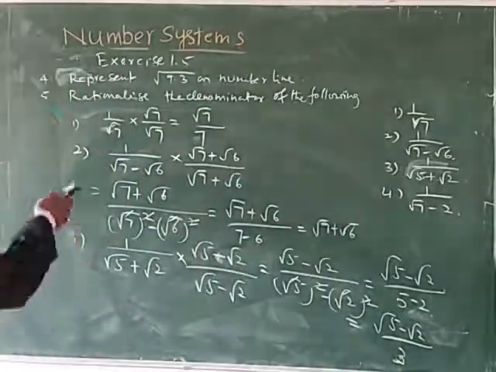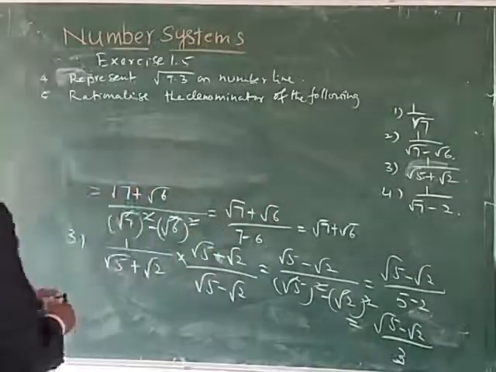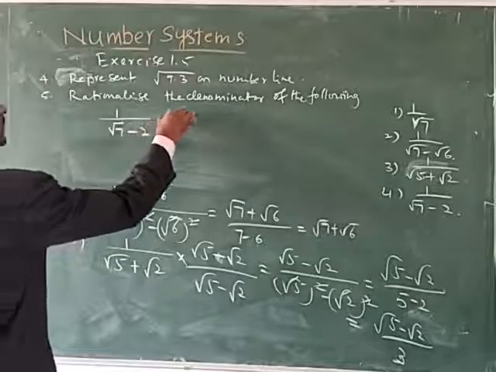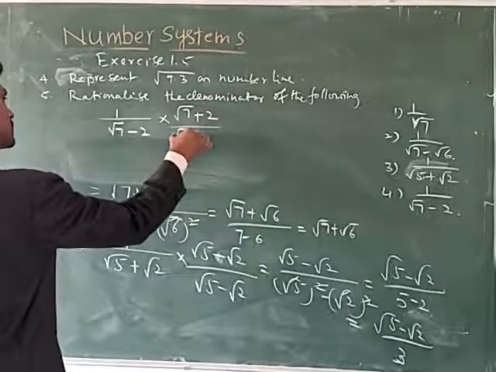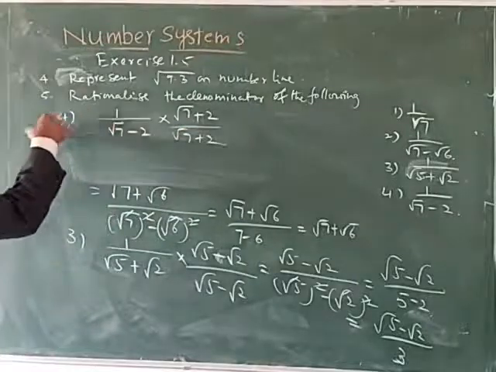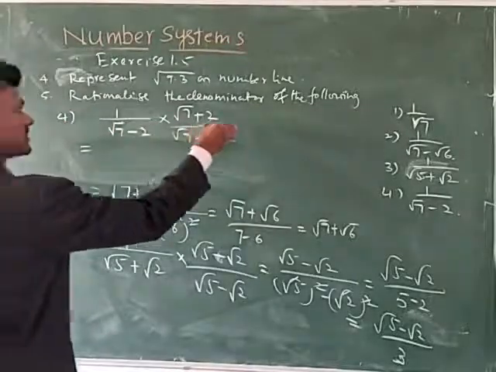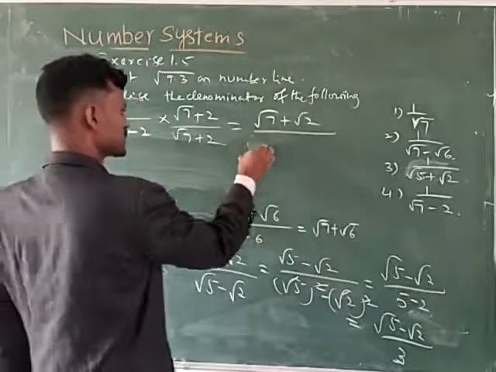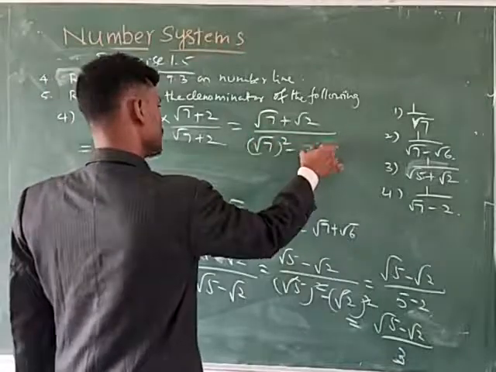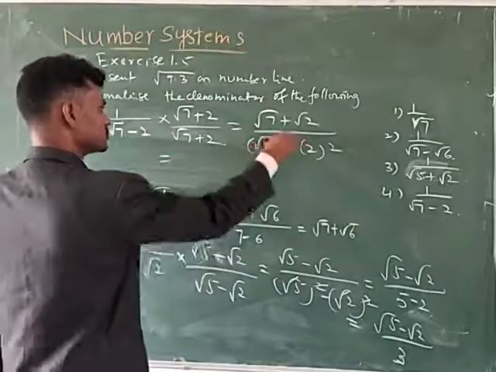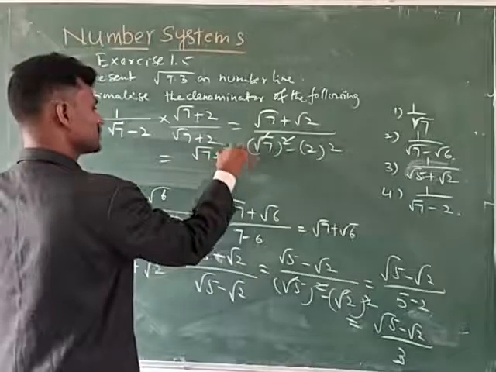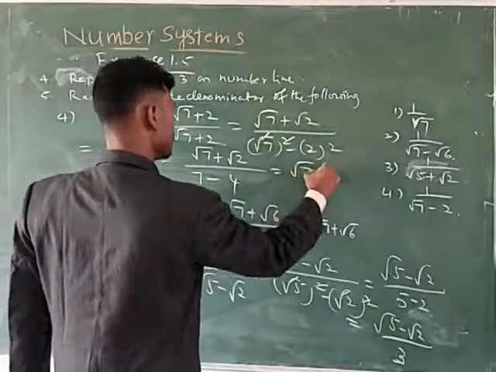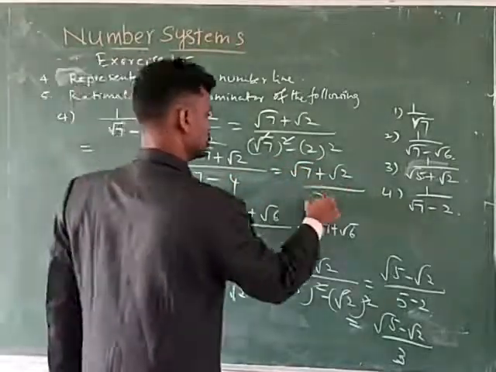Now next problem, 1 by (root 7 minus 2) only. Here you have to multiply by (root 7 plus 2), here also (root 7 plus 2). This is the fourth one. Now 1 into this one is (root 7 plus 2) whole by (a minus b) into (a plus b), a square minus b square, root 7 whole square minus 2 square. Now the root square cancels, root 7 plus 2 whole by 7 minus 2 square, which is 4. Now root 7 plus 2 by 7 minus 4, 3. This is the answer. Note down.